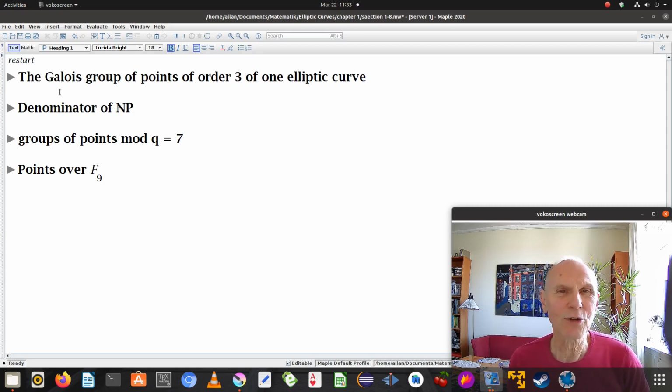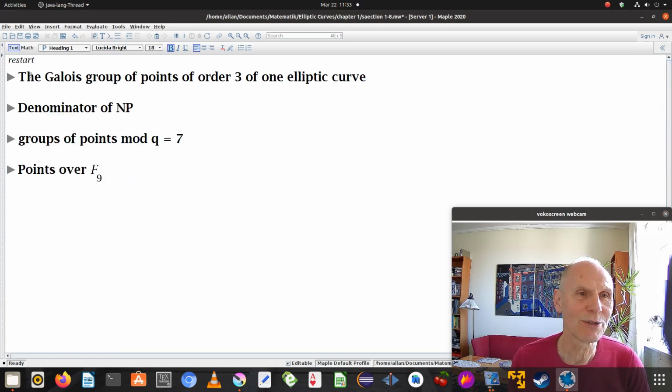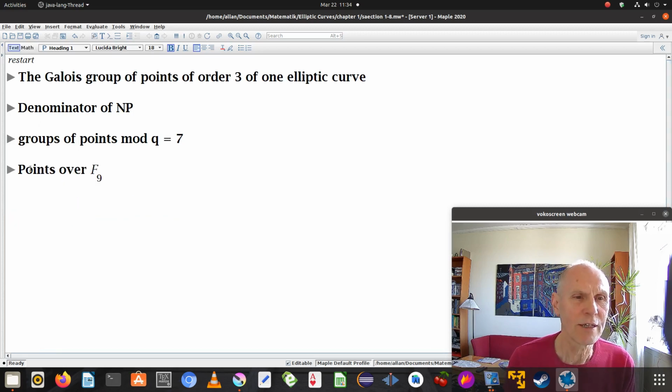I didn't solve it completely, but I worked enough on it to know that I would be able to do it. And then the denominator of NP, which is what this problem is about. I also wanted to work on the group of points modulus Q equals 7, so over the finite field. That was in F7. And then the same with F9, the points of F9.